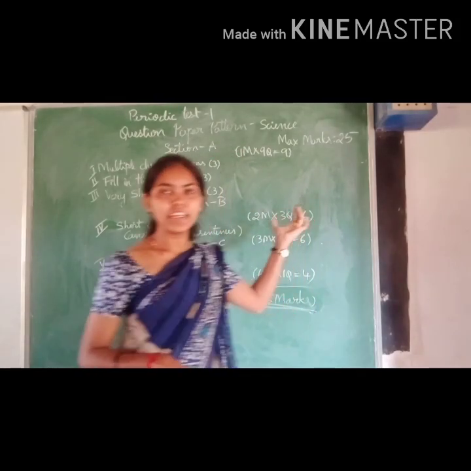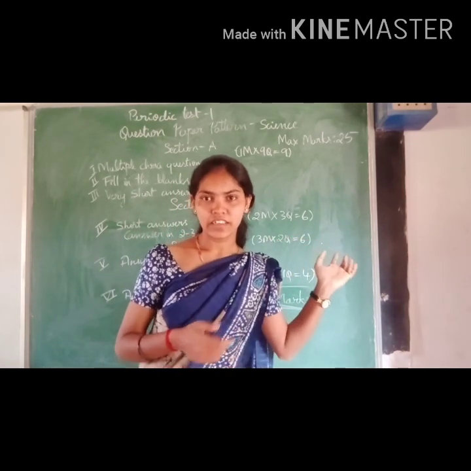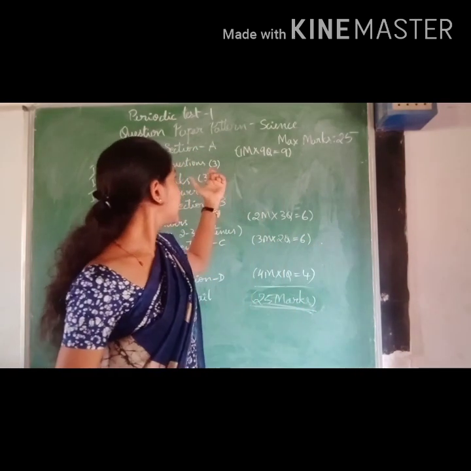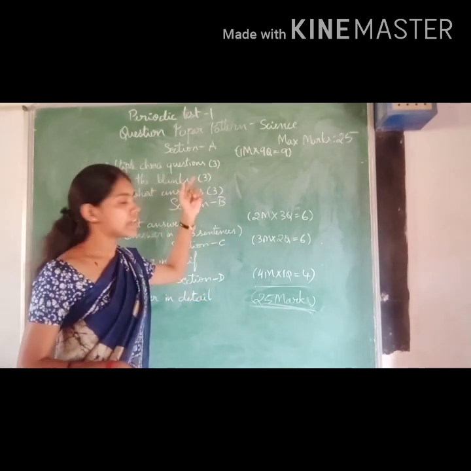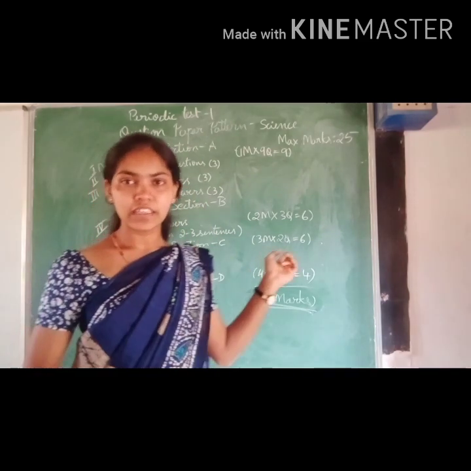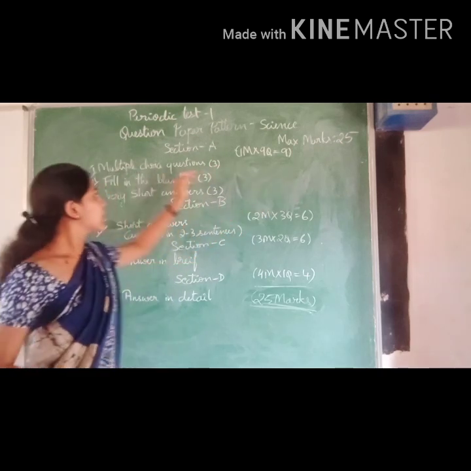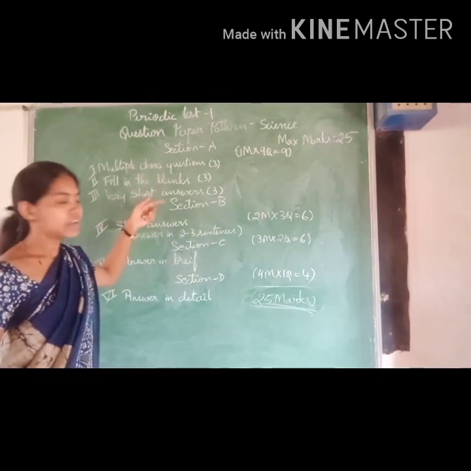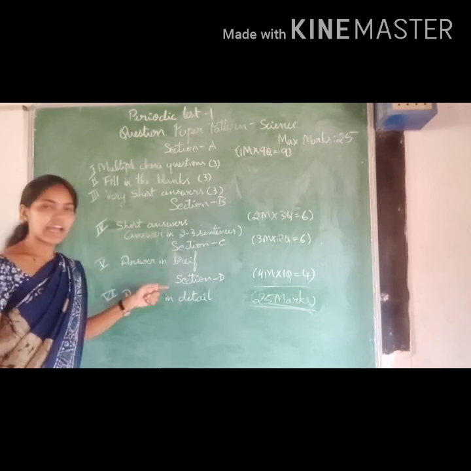Students, today I'll explain how to write the test. This time it is the periodic test. What is the question paper pattern? This time we are conducting the test for 25 marks, and in the question paper you can see 4 sections: section A, section B, section C, and section D.